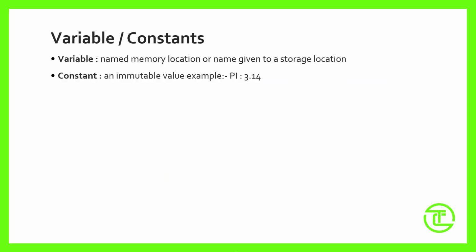What are variables and constants? Variables are names that we give to storage locations in memory. On the other hand, constants are immutable values, values that cannot be changed throughout the life of the application. For example, say we have an application in which we are calculating the circumference of a circle. The formula to calculate the circumference of a circle is 2 pi r. Here we have pi, which is constant, so we will declare pi as a constant in our application.